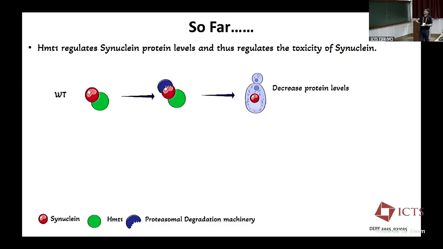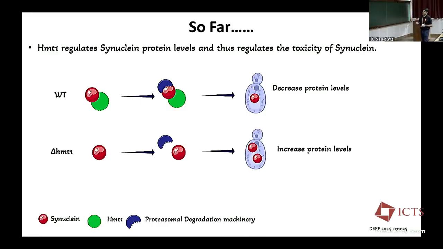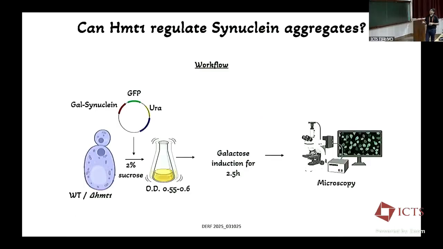The story is suggesting that under normal conditions, HMT1 regulates synuclein protein levels, and that affects toxicity of synuclein, and that seems to be by somehow promoting the degradation of synuclein. We don't know how at this point. Since it affects toxicity, does it affect synuclein aggregates?